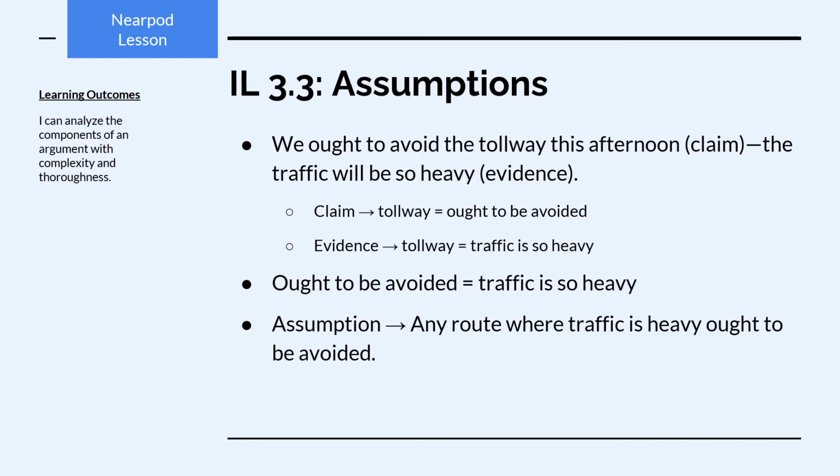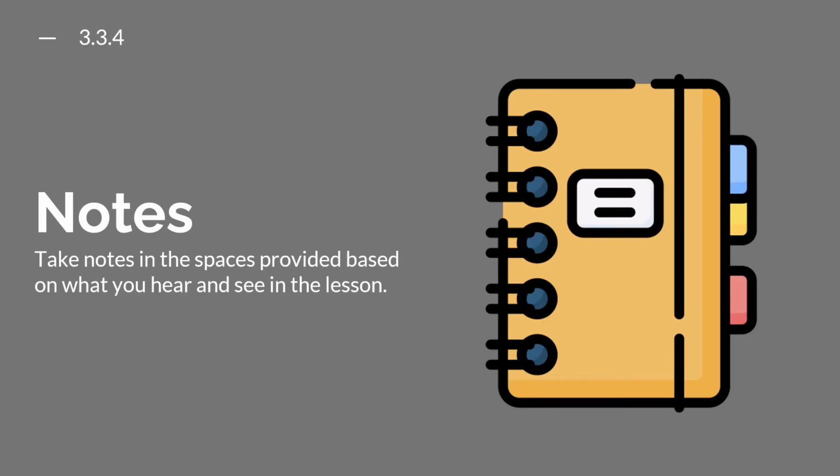So now that we have matching terms, my claim is that tollway equals ought to be avoided, and my evidence is tollway equals traffic is so heavy. Now we just need to connect the two unmatched terms. Ought to be avoided equals traffic is so heavy, so we could write it like this. Any route where traffic is heavy ought to be avoided. Let's go ahead and continue taking notes.